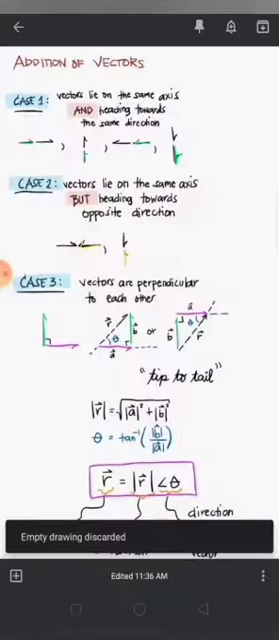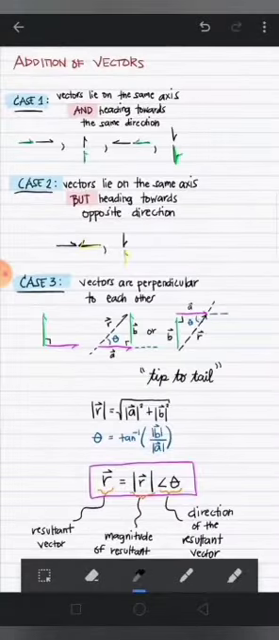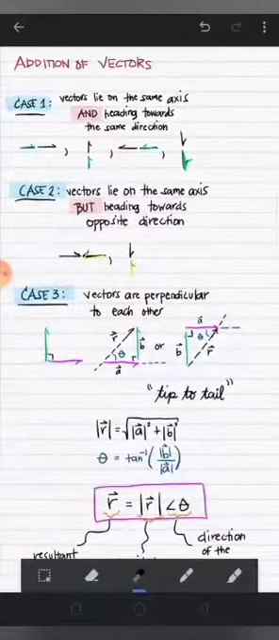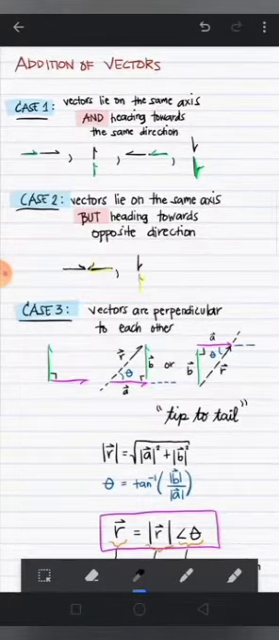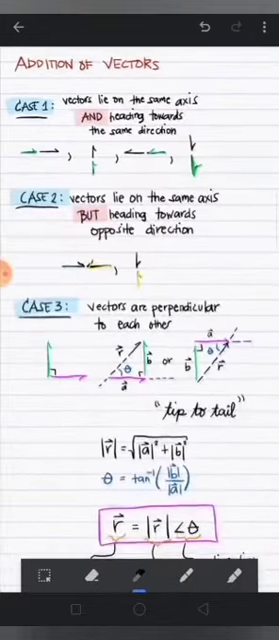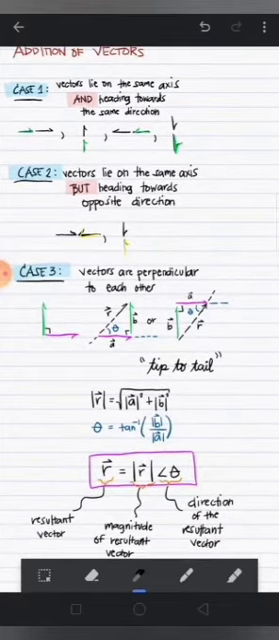So in this video, I will discuss the way we add vectors. How can we add vectors? The first thing we need to know is that if vectors lie on the same axis and are heading towards the same direction, you simply add them as is.